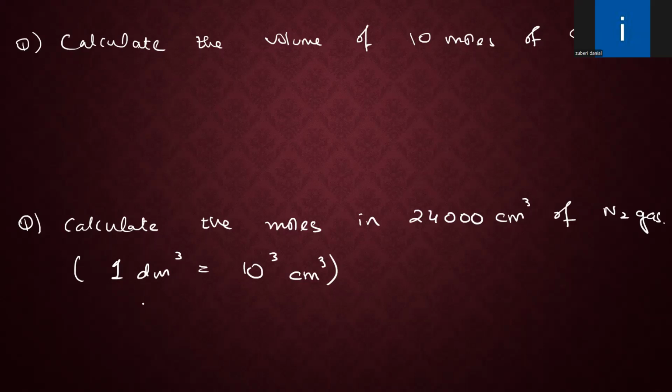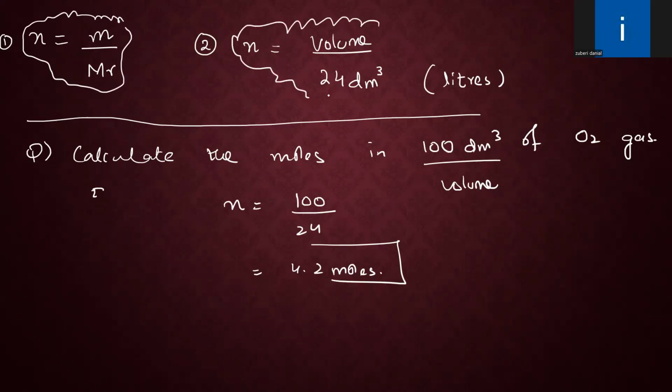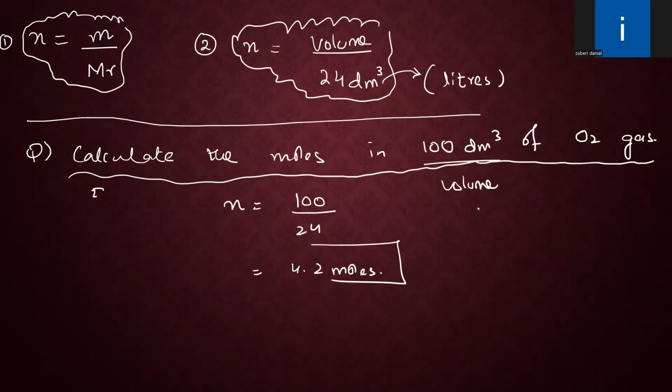Alhamdulillah, I'm good. So basically, we started off with a new formula today. The other day, we were discussing about this formula. That's what we did in the last class. Today, we started up with this. So that's volume over 24 dm cube. Dm cube is read as liters. Then, if you can see, I've solved a question here. It says calculate the moles in 100 cubic decimeters of oxygen. This is basically volume. So we substituted 100 in place of this volume. Divide that with 24. We get our answer. That's 4.2.